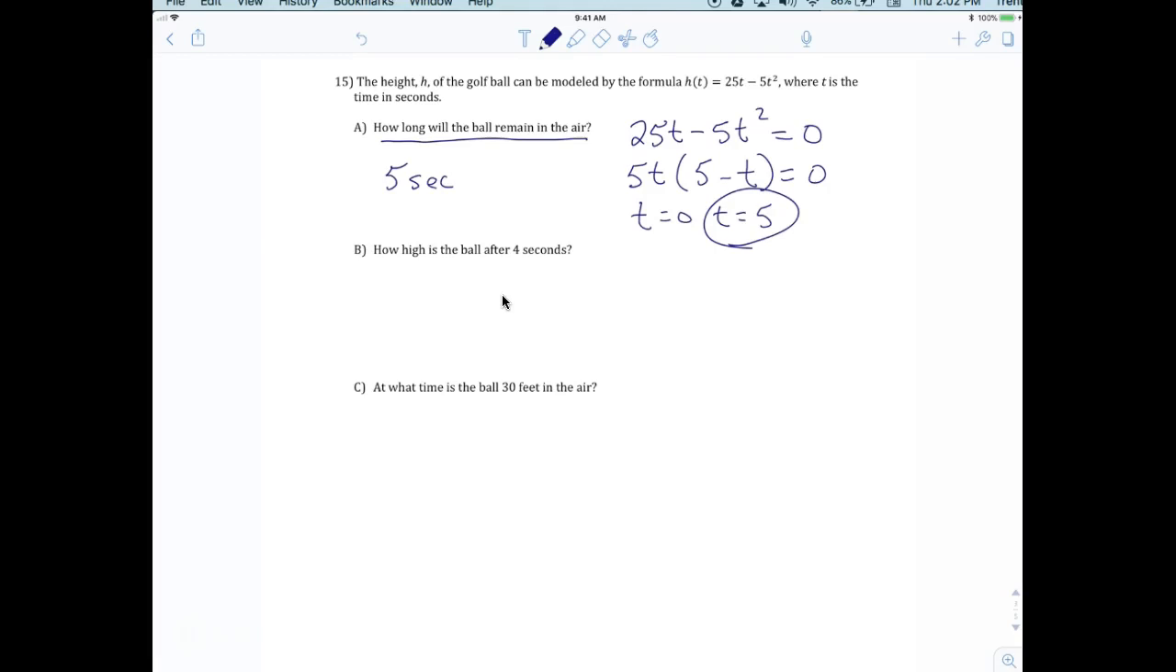Now, how high is the ball after 4 seconds? How do you think I figured this out? That's it. Plug it in. What does 4 represent? t equals 4. That's what that represents. So now, watch. h of 4 is equal to 25 times 4 minus 5 times 4 squared.